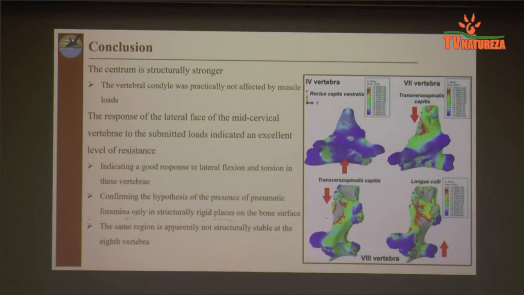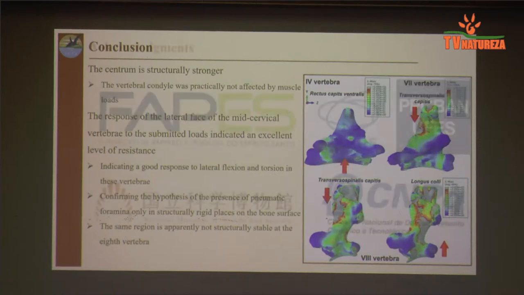And the centrum is structurally stronger than the mid-cervical and the neural arch. The vertebral condyle was practically not affected by muscle loads. You can see this. The response of the lateral face of the mid-cervical vertebra to the submitted loads indicates an excellent level of resistance, indicating a good response to lateral flexion and torsion in this vertebra, and confirming the hypothesis of the presence of the pneumatic foramen only in structurally rigid places on the bone surface. And I think that is it. Thank you.